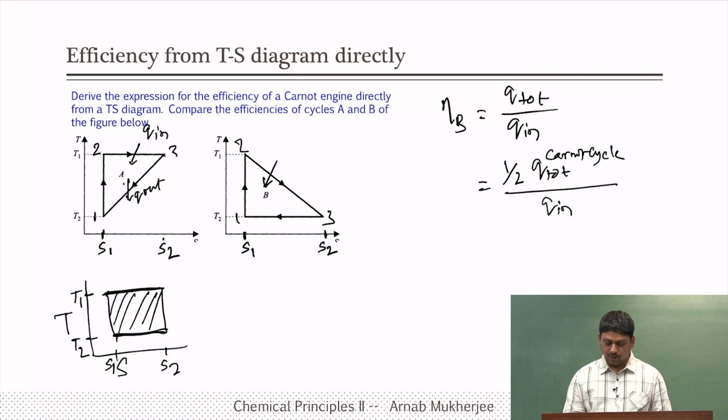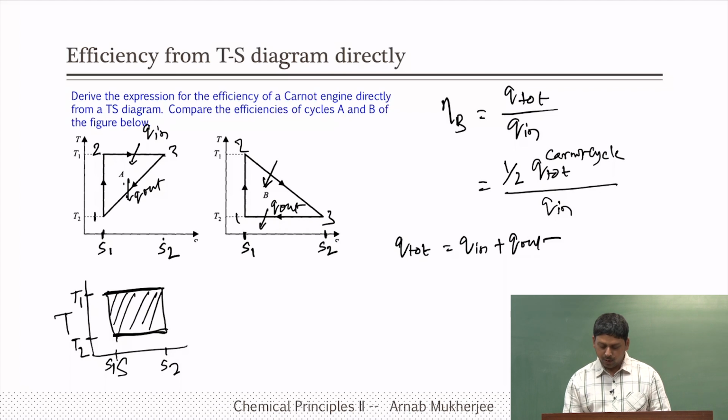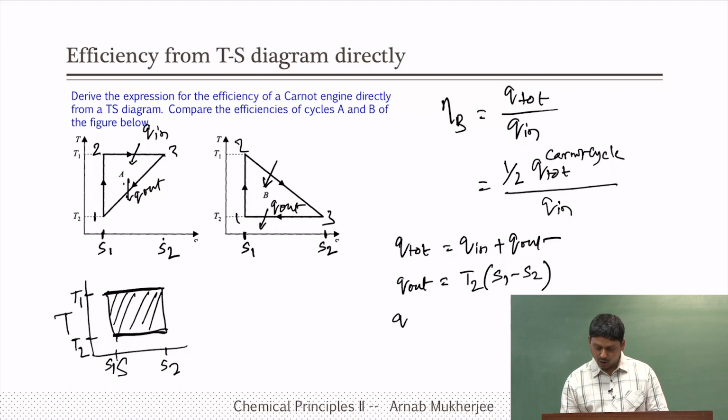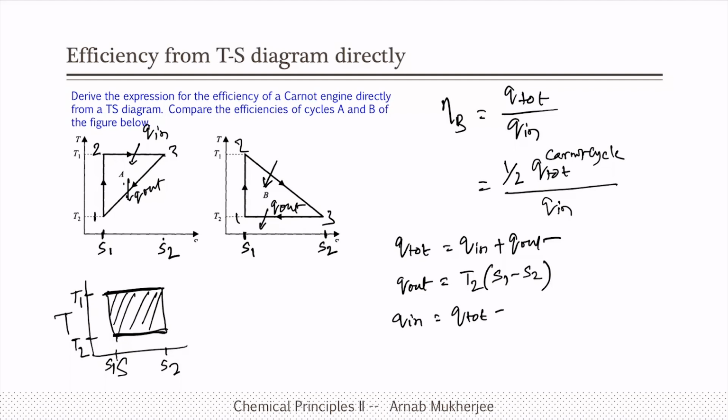So, what is the value of 2 to 3? We can calculate that again by knowing the value of Q out. So, Q tot we know is Q in plus Q out, and we know the Q out from the Carnot cycle expression itself, that Q out is T 2 times S 1 minus S 2, it is a negative quantity, remember. So, therefore, Q tot, we need Q in, right. So, therefore, Q in is Q tot minus Q out, and what is Q tot?